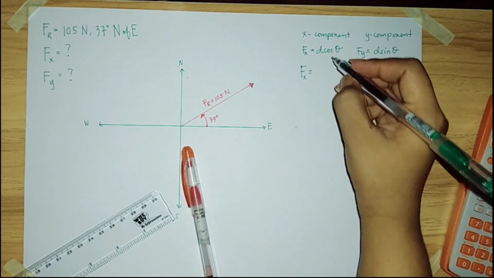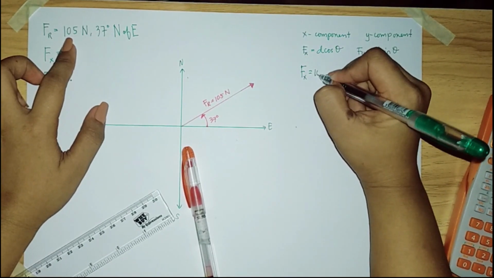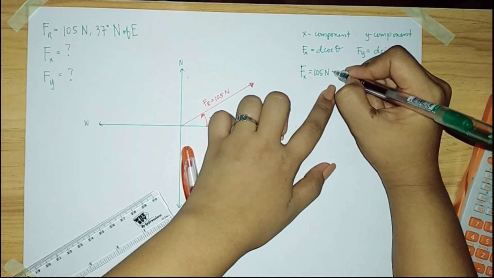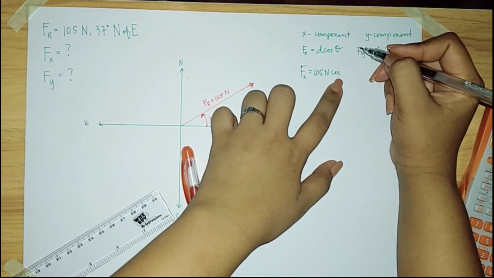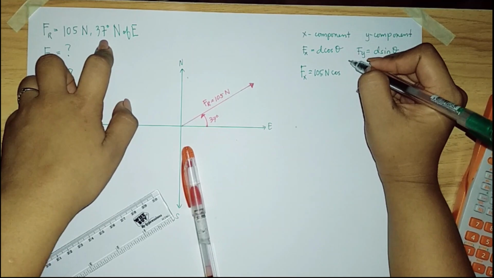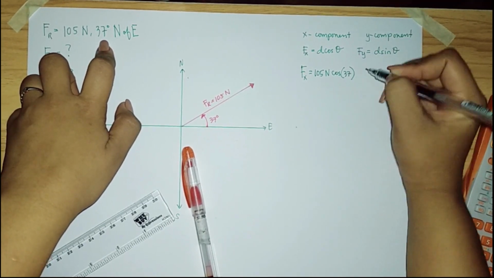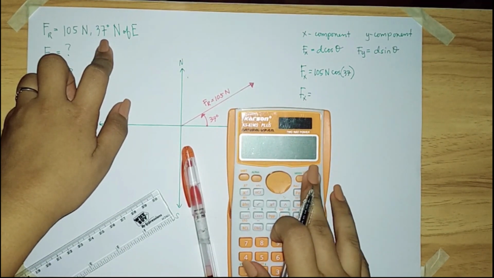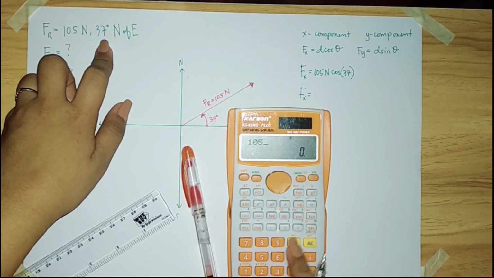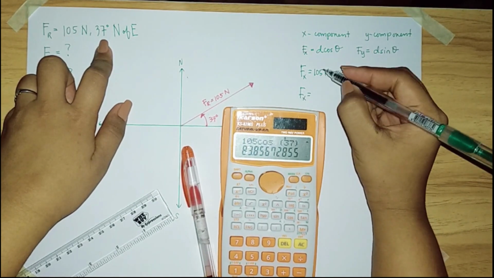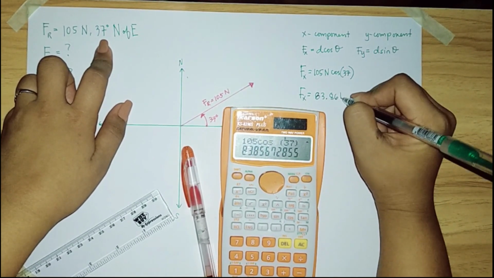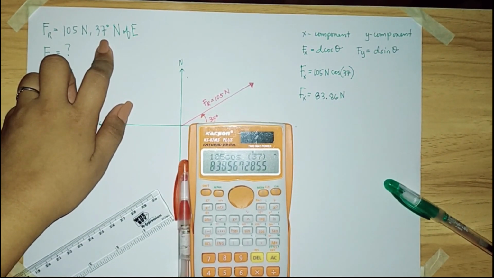So, let's go to f sub x. So, d, or our magnitude, is 105. Let's put newtons there. Okay. Let's put cosine. Copy cosine. And then, substitute the angle, that is 37 degrees. Simple as that. And now, let us encode it in our calculator. So, we have 105 cosine, parenthesis, 37 degrees. So, there we have 83.86 newtons. That is your f of x.